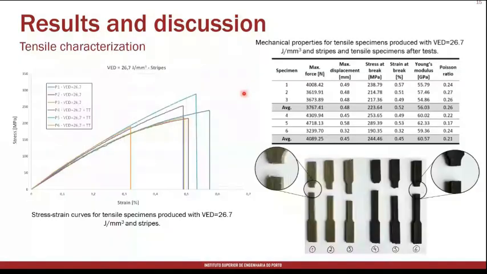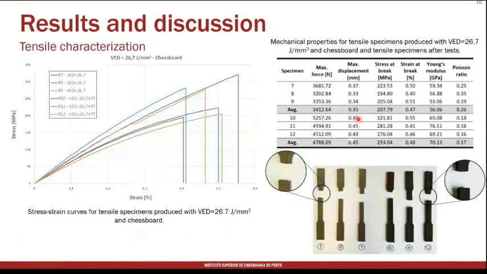In terms of tensile data, here we can see the stress strain curve for VED of 26.7 and the stripe scanning pattern. We don't have significant differences in the data, in the maximum force and in the stress at break. So here there is no significant difference between before and after the heat treatment. The fastboard has slightly higher differences. For example, in the stress at break, we have an increase of almost 50%.